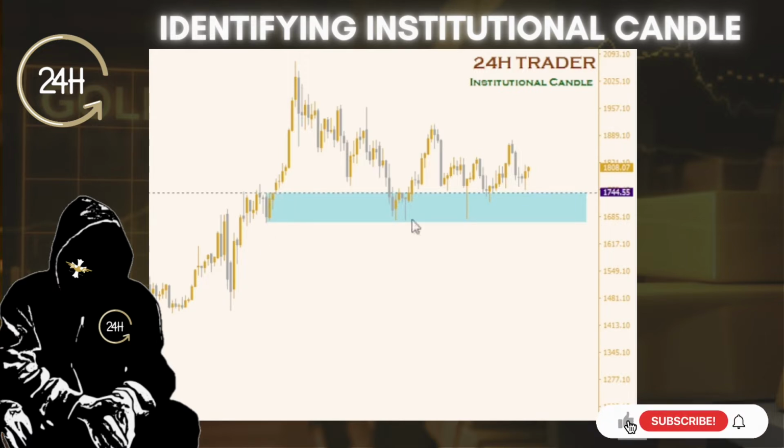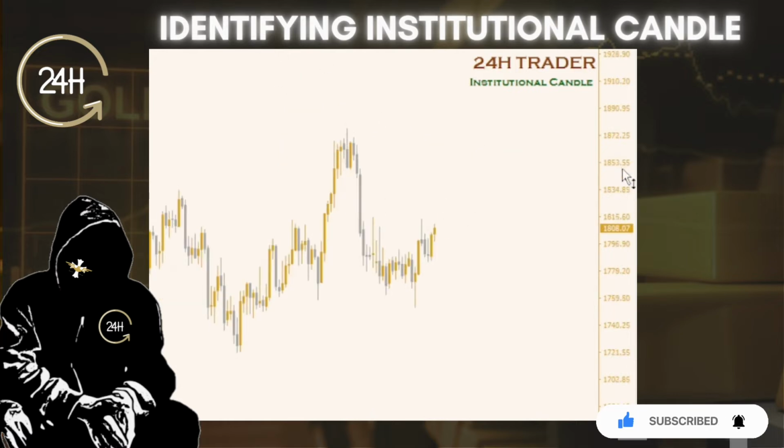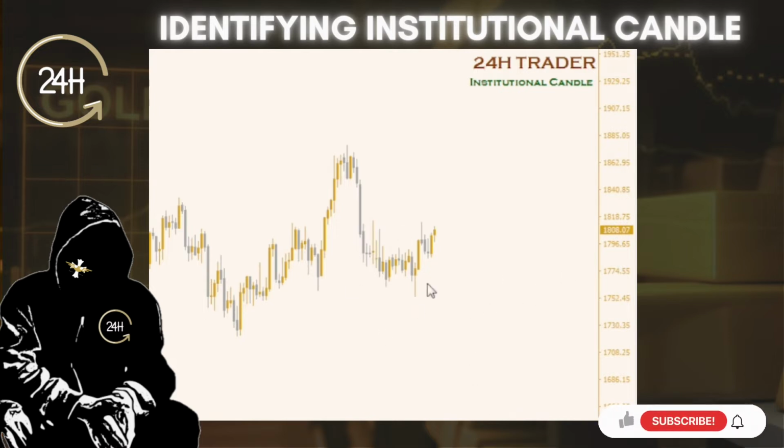Since this is the weekly time frame, the high of the candle is at 1744.55, and once it bounced from this area again, it even reached this high, 1914.88. So yes, institutional candle is a very important area that you need to find to decide where the strong resistance or support is. This one is on the weekly time frame.